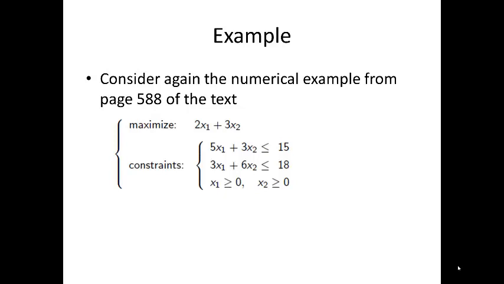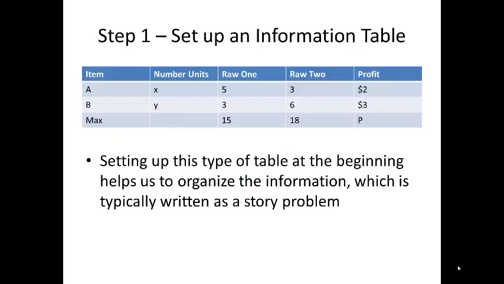So our first step to solve this using the Simplex Method is to set up the information in a table. A lot of times this is helpful because our linear programming problems are going to be set up as story problems. So if we can actually set up an information table with the items, the number of units that we're looking for each one, the amount of raw material that goes into each one, and the profit, this presents a nice summary of the problem so that we can work from there.